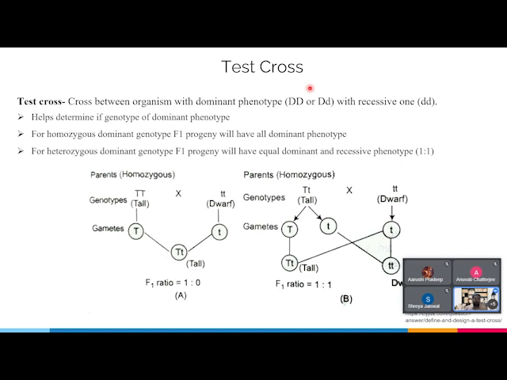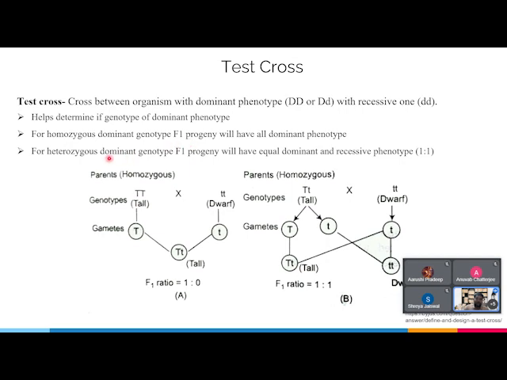In order to find that out, we do what is known as a test cross, in which we take the dominant phenotype plant or organism and cross it with a recessive one, which will always have a genotype of small d small d, homozygous recessive. This helps to determine the genotype of the dominant phenotype. For a homozygous dominant genotype, that is if it was capital D capital D, all the F1 progeny will display the dominant phenotype. We'll get to the Punnett square in a bit.